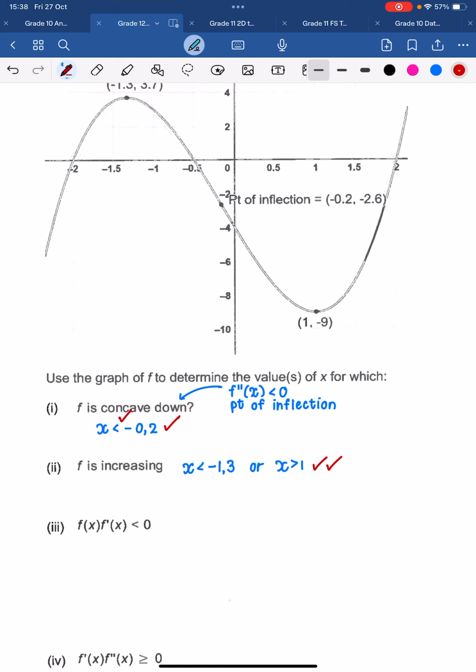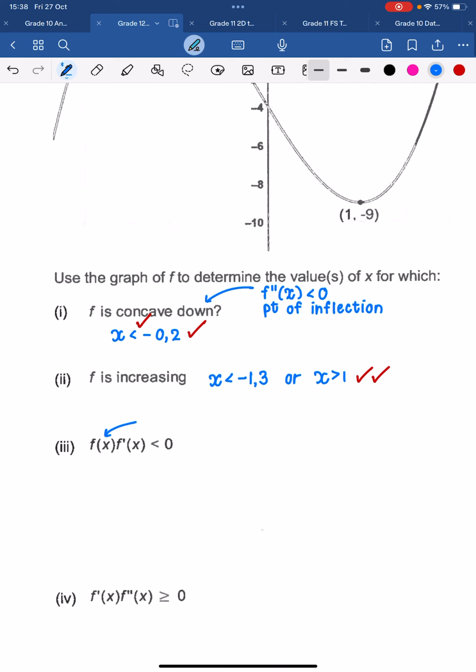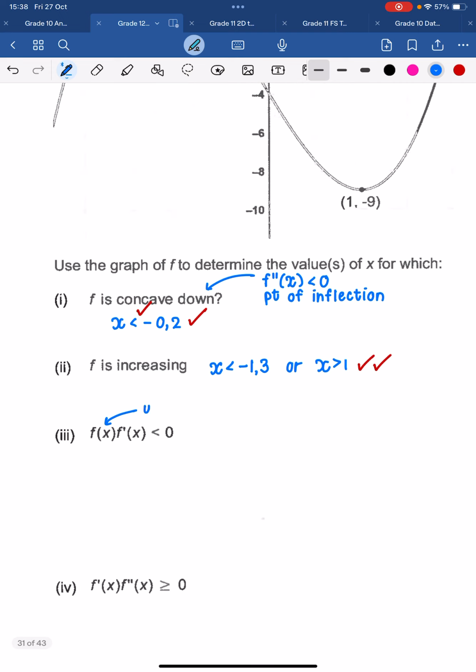We're now going to move on to one that is quite a bit more complicated. We are asked here to find values of x for which f of x times f dash x is less than 0. So what I'm going to just write here is, remember that f of x, that actually represents y values, right? That's when you learn about function notation about f of x, we tell you that f of x just replaces your y values.